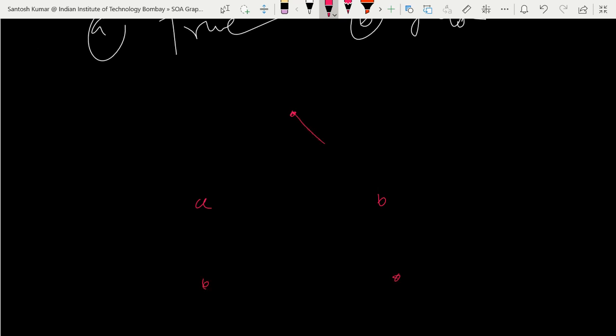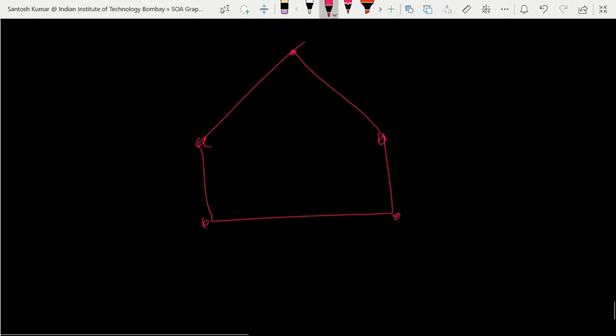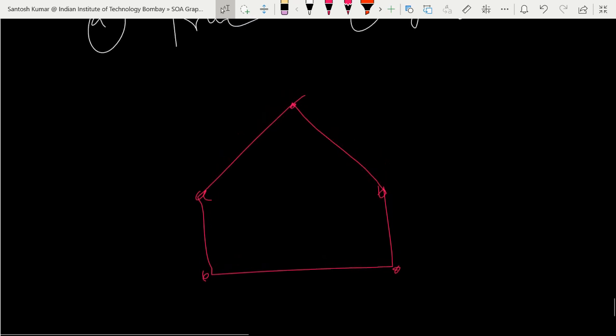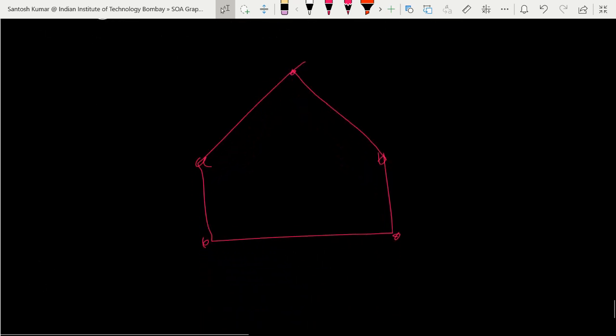So the C5 case. Okay. In this, you can see, does it have a clique of size 3 or an independent set of size 3?